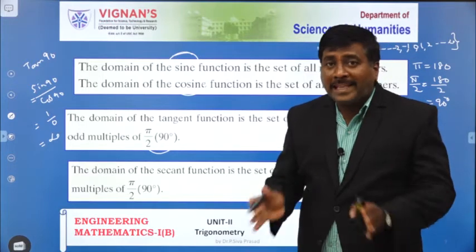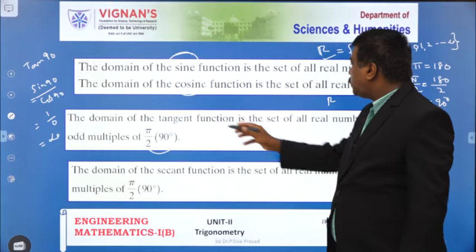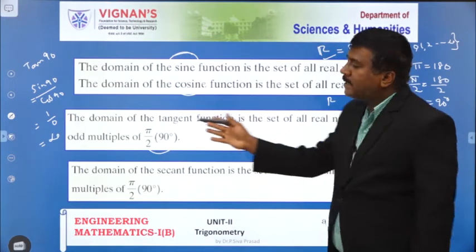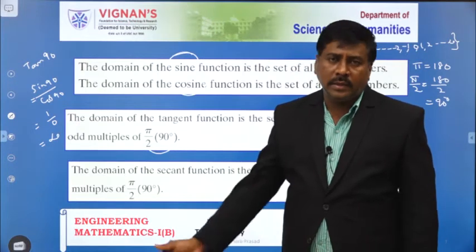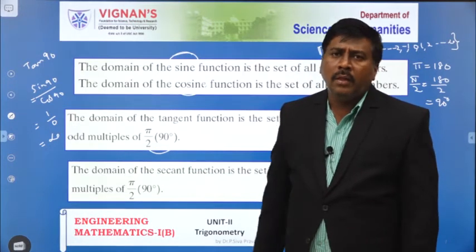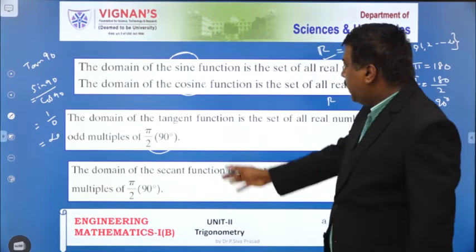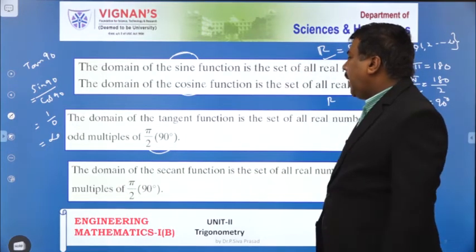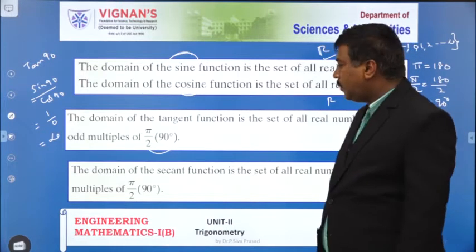That is why, the domain of the tangent function is the real numbers except the multiples of pi by 2. That is R minus n pi by 2, where n runs over the odd values 1, 3, 5, and so on. Similarly, the domain of the secant function is the set of all real numbers except the odd multiples of pi by 2, here also.